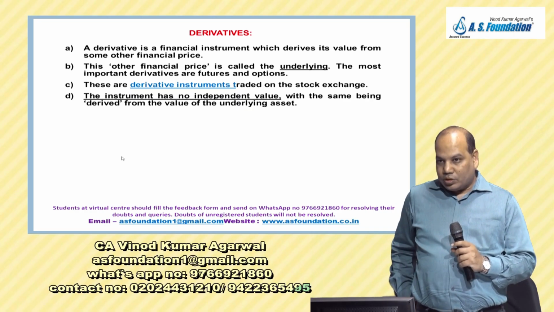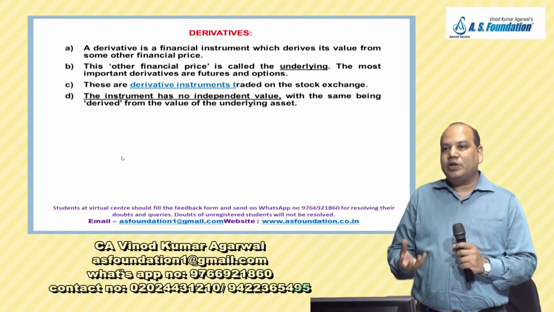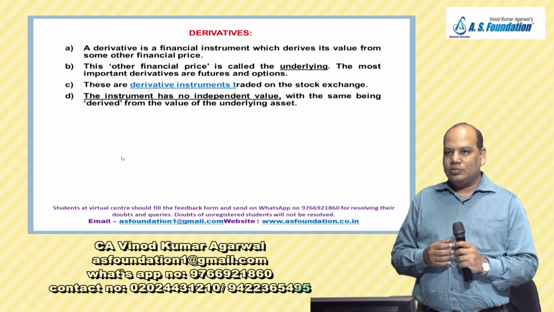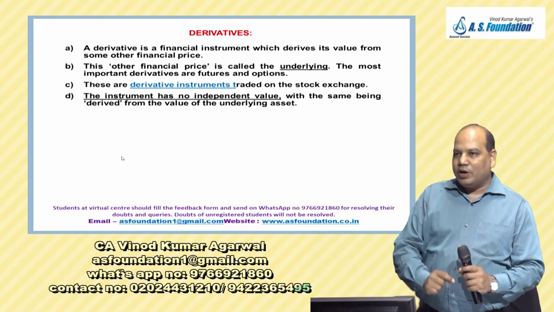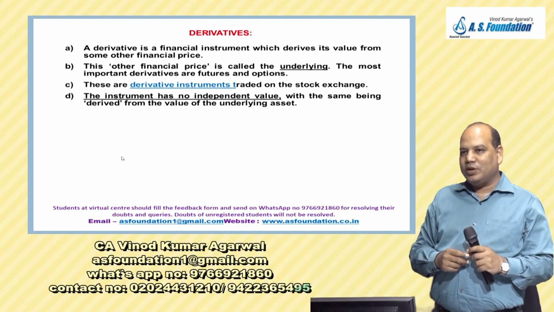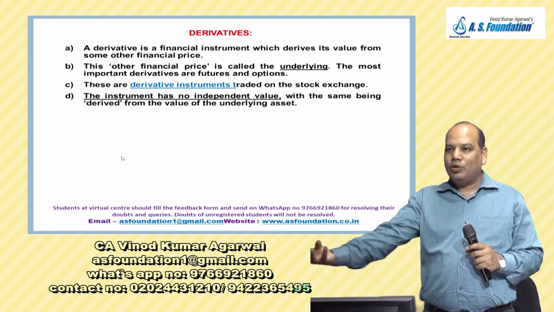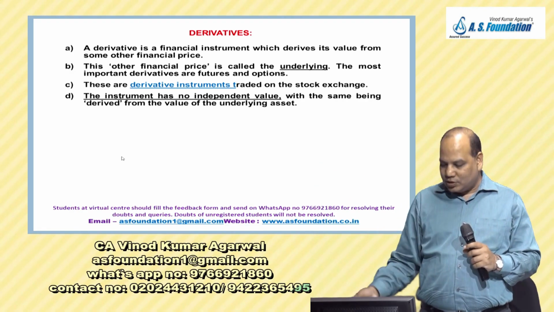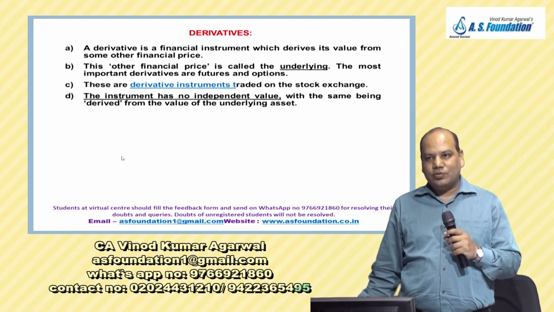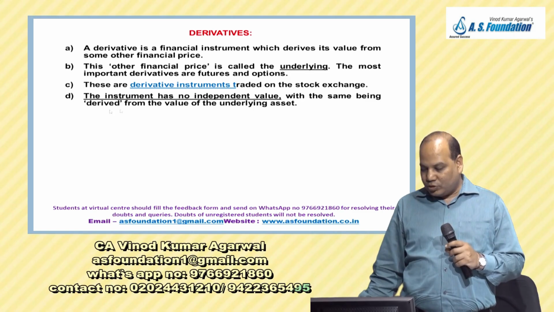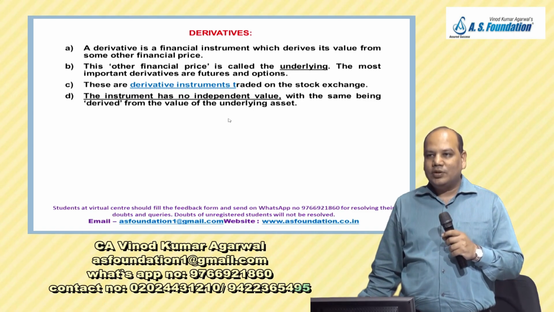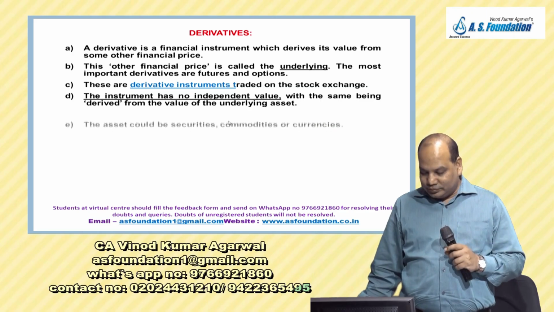A derivative derives its value from the other asset. On its own, it will not have value. Its value is linked to the value of something else. As the value of that other instrument changes, the value of the derivative will also change. Therefore the name derivative, because its value is derived from the value of the underlying asset.